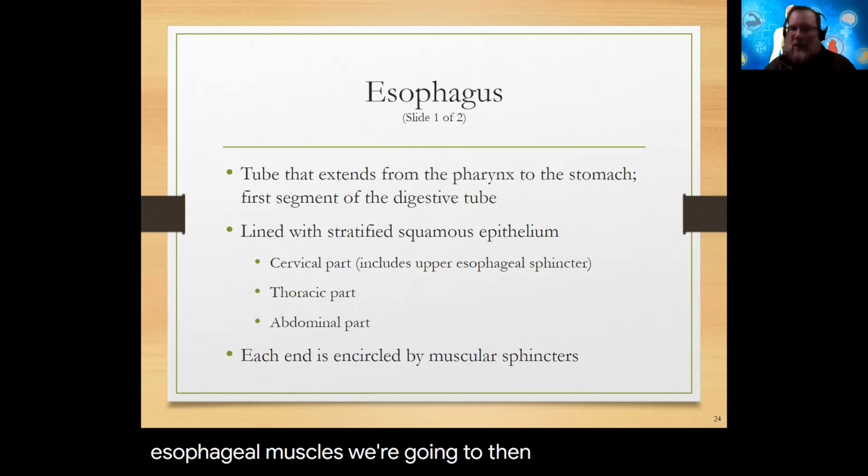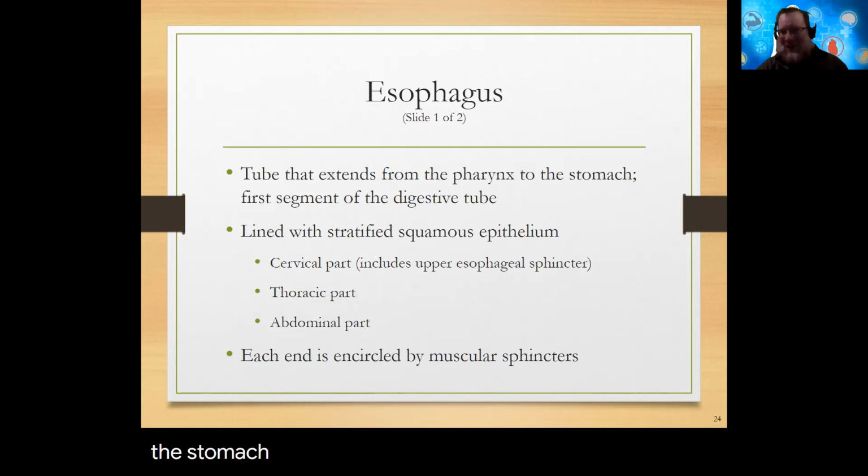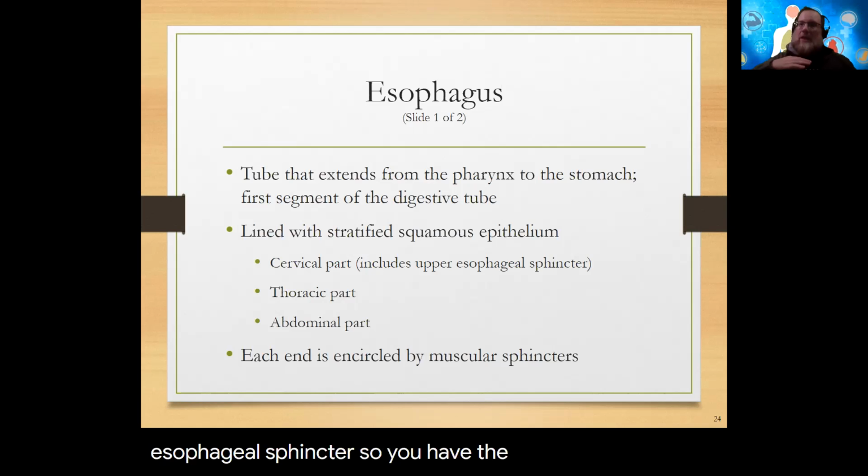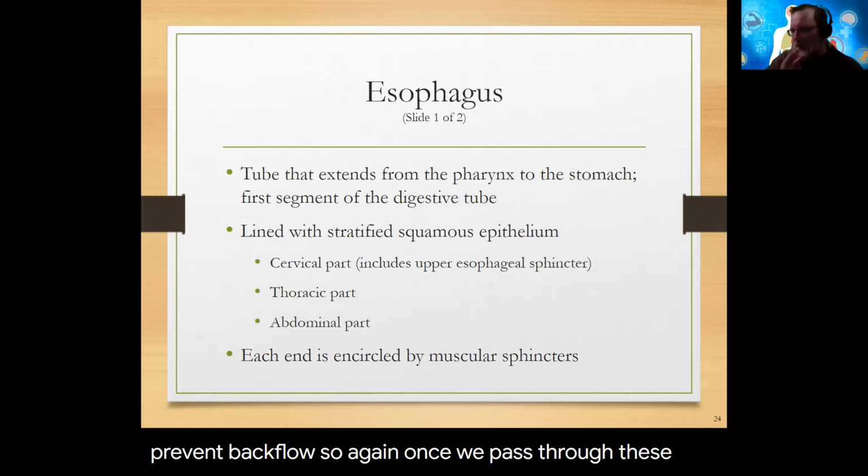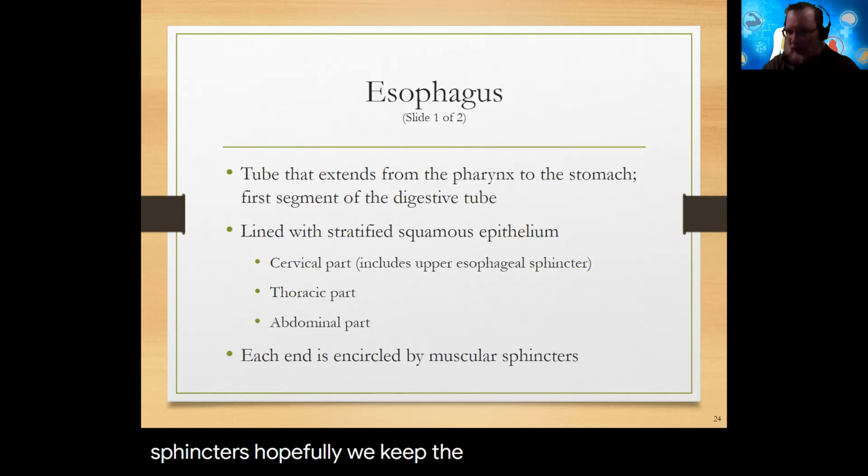we're going to then get to another sphincter right before entering into the stomach. That would then be called the lower esophageal sphincter. So you have the upper esophageal sphincter, lower esophageal sphincter. And again, a sphincter is basically like a valve. In fact, they oftentimes will use the terms synonymously. A sphincter and a valve both prevent backflow. So again, once we pass through these sphincters, hopefully we keep the line moving.